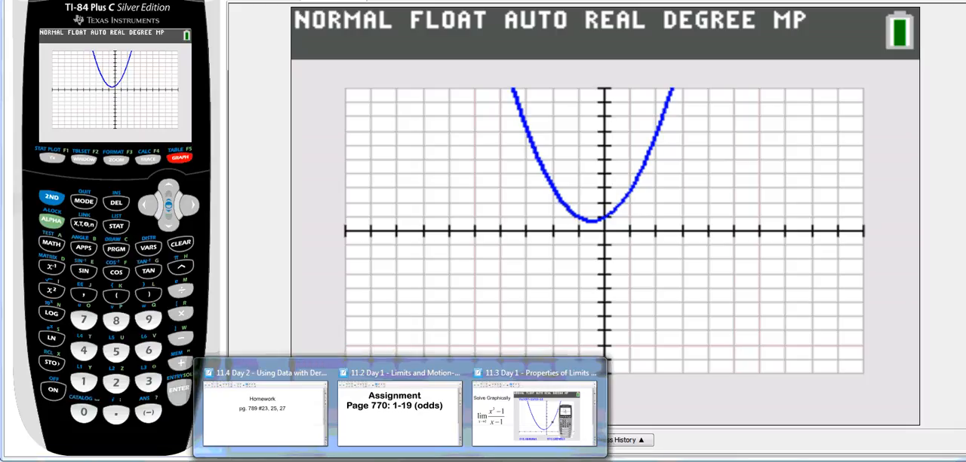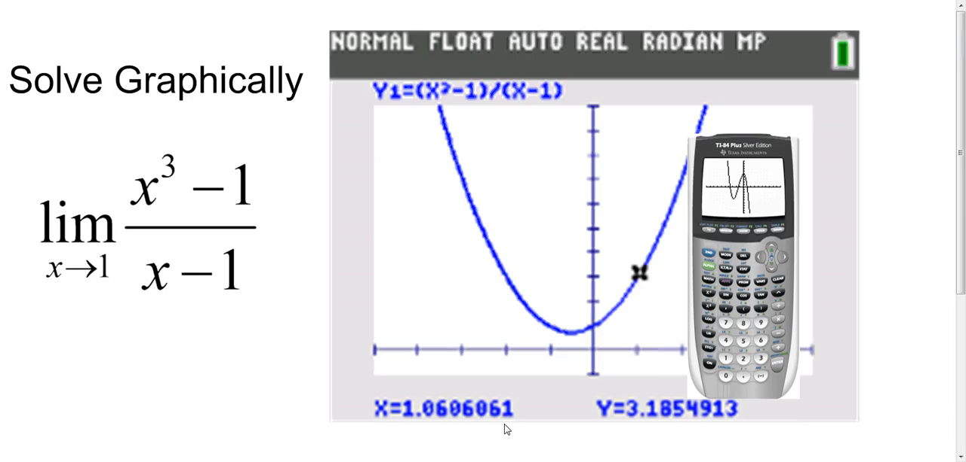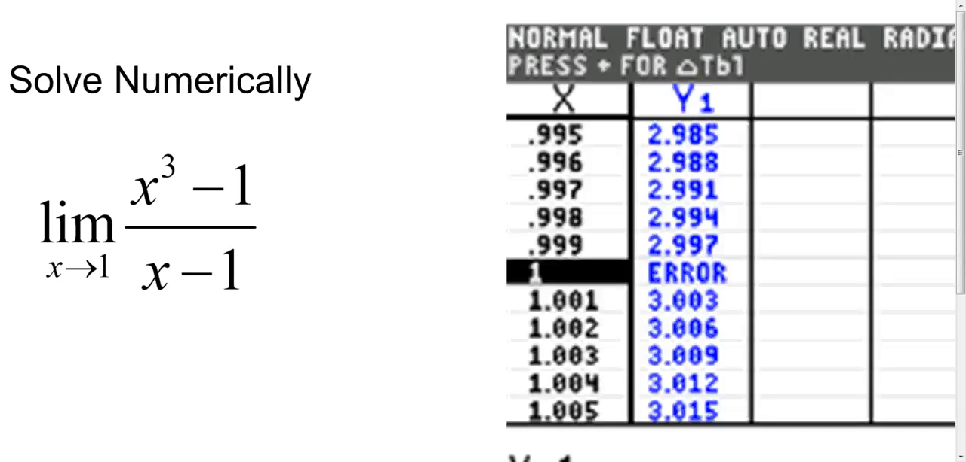The other thing you can do is to solve it numerically, which is with a table. Okay, what you want to do is set your table up so that your x values are getting closer and closer and closer to the point that you want to look at.